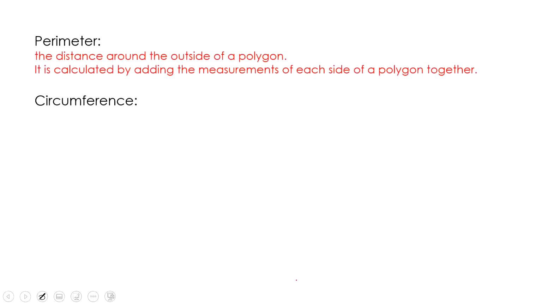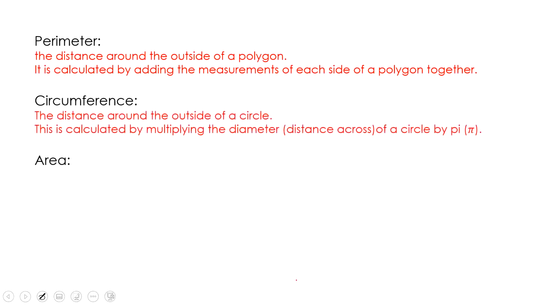Okay, perimeter. The distance around the outside of the polygon. We knew that, obviously. It's calculated by adding the measurements of each side of the polygon together. Circumference is the distance around the outside of a circle. I like to talk about it as the perimeter of the circle. They just use a different name. Again, that's calculated by multiplying the diameter, which is the distance across the circle, by pi.